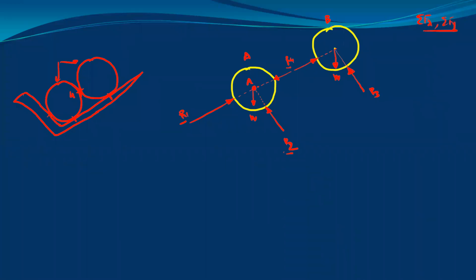If you consider pipe B, then we have two unknowns, R3 and R4. W is known. This is again a concurrent force system. All these three forces pass through the same point B. So by considering the free body diagram for pipe B, we can use these conditions and find reaction R3 and reaction R4. After that, consider the free body diagram for pipe A.